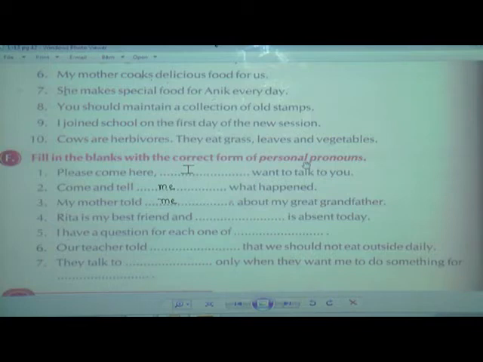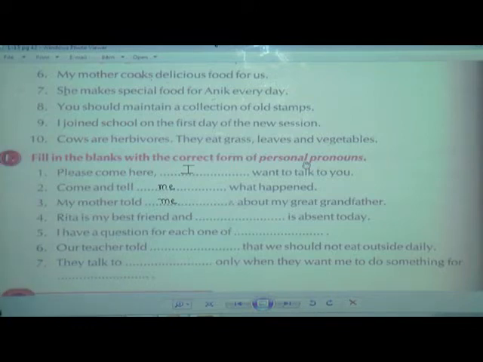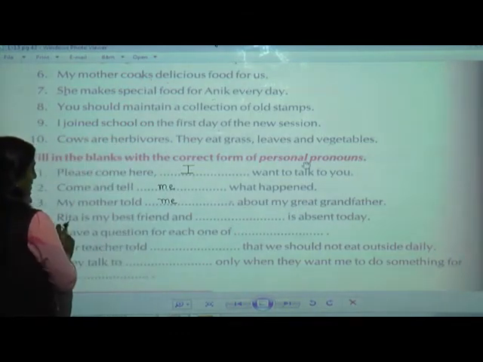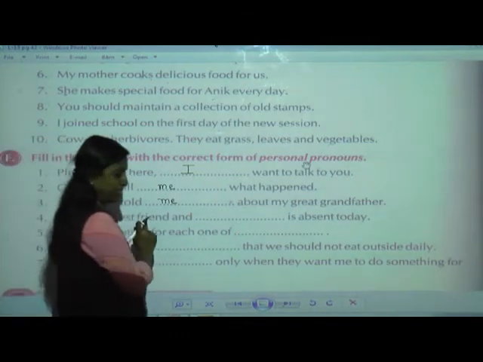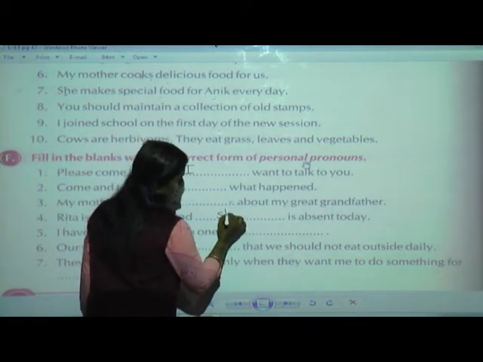Okay. Now, Rita is my best friend and dash is absent today. So you are telling your teacher or one of your friends. So what word are you going to use? Rita is my best friend. Rita is which gender? Yes, it is a female gender, feminine gender. So I am going to use the word she.